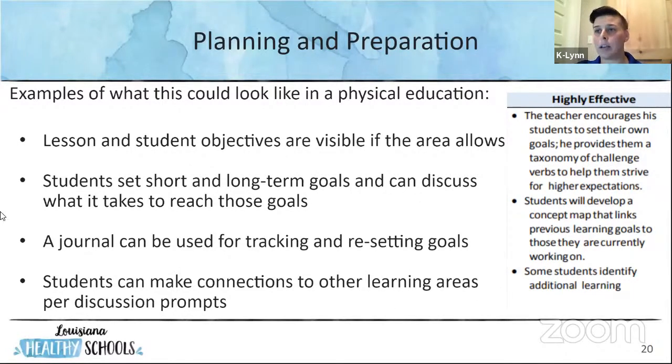Something else that's important is that we want our students to set short and long-term goals. This doesn't have to just take place with fitness testing. We can have them in small groups and partners. If we have colored groups, just like in the classroom, the red table, the green table, we can have those same groups within PE and give our students a minute or two once a week, every day. It's up to you and how long you see your students, but they can discuss their goals, whether it's within a unit or long-term across the semester or the school year. A journal is really beneficial.